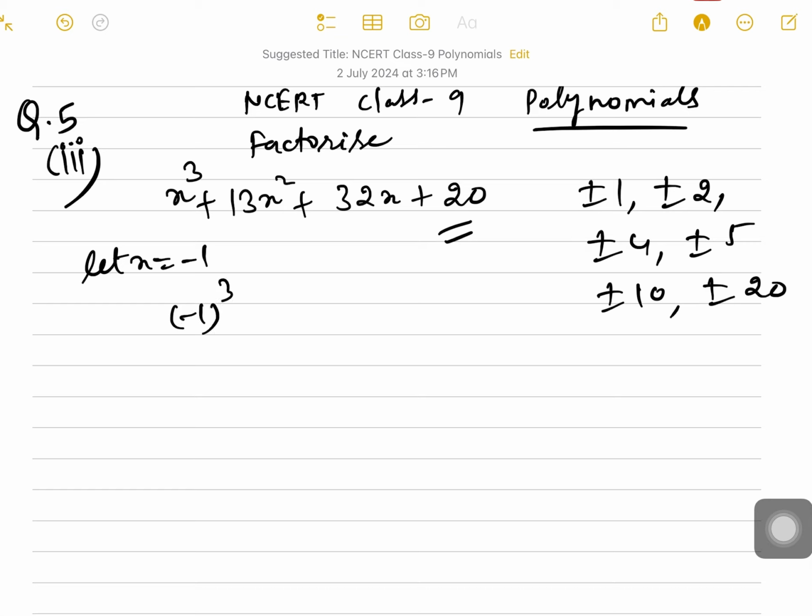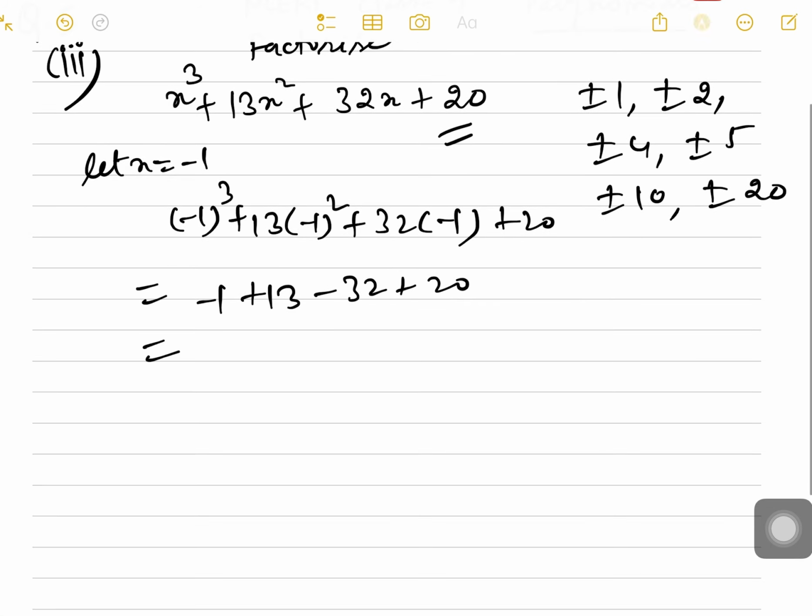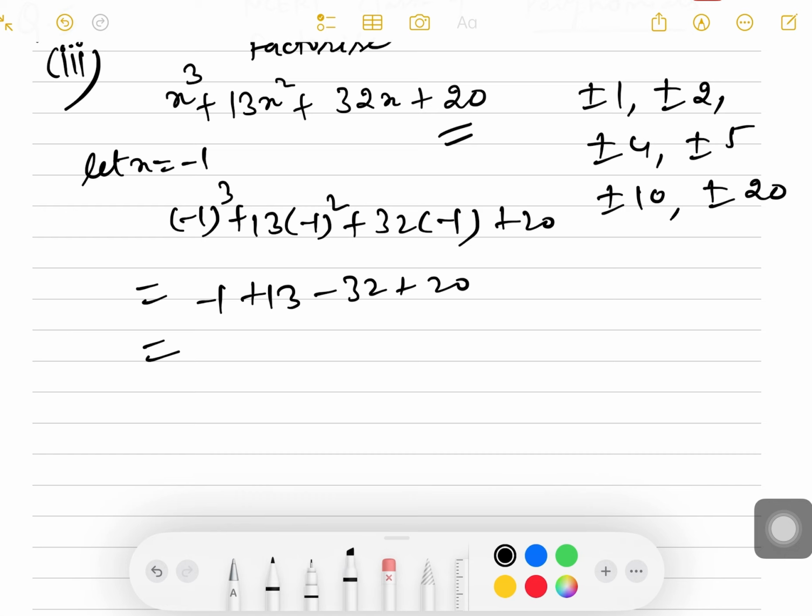Let x equals minus 1, and substitute here: minus 1 cube plus 13 times minus 1 square plus 32 times minus 1 plus 20. Minus 1 cube is minus 1. Minus 1 square is positive 1. Positive 1 multiplied by 13 is plus 13. 32 into minus 1 is minus 32, plus 20.